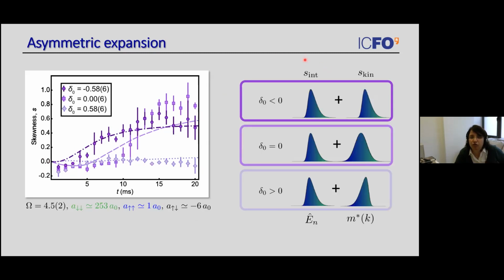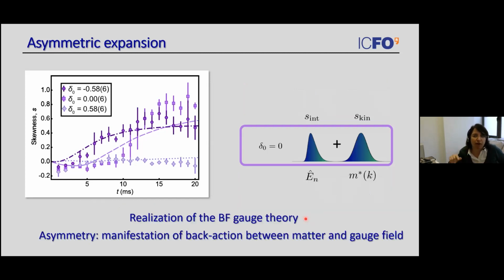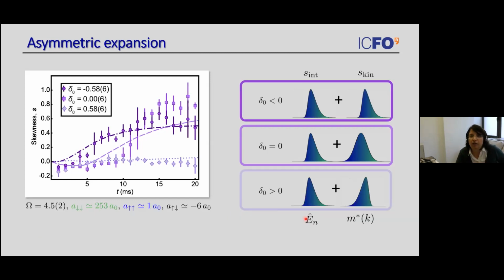Because everything that I told you about the asymmetry of the distribution in the previous slides was about the interaction part of the Hamiltonian. This electric field basically comes from interactions. But then there is also the kinetic part of the Hamiltonian. And this kinetic part, because we don't have so large Rabi coupling, is such that the dispersion relation of the atoms is not really parabolic. So actually, you get some effective mass for the atoms that depends on momentum.